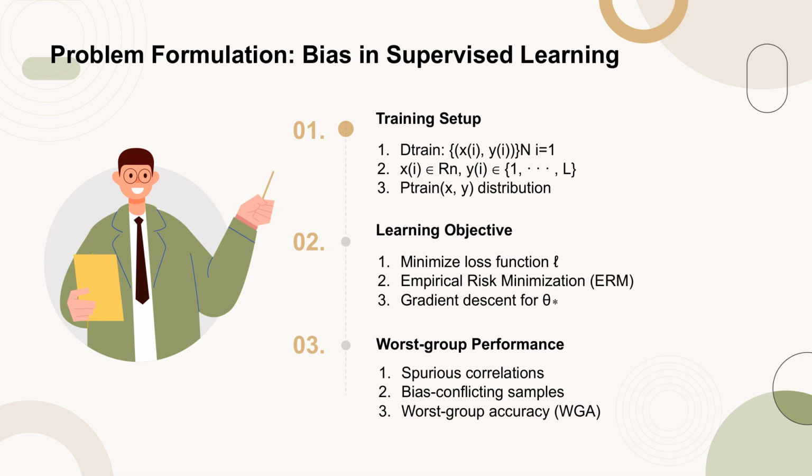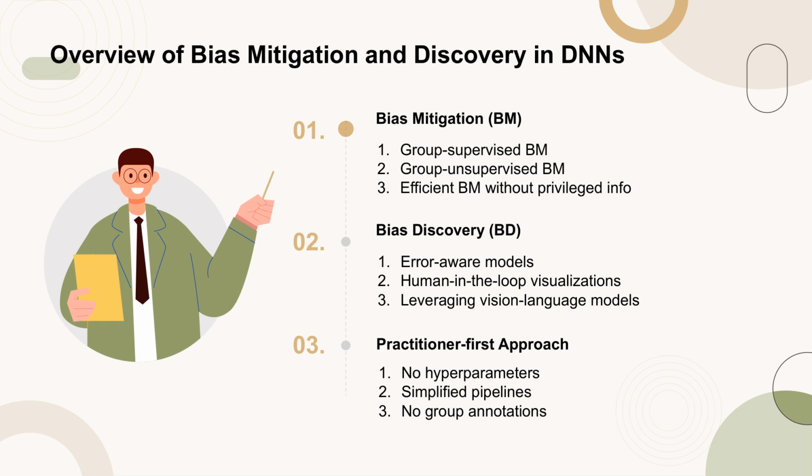In the context of bias mitigation in deep neural networks, DNNs, research has primarily focused on two main approaches: bias mitigation, BM, and bias discovery, BD. BM methods can be either group supervised, where subgroup labels are available, or group unsupervised, where they are not. Group-supervised BM techniques include distributionally robust optimization, DRO, and reweighting or rebalancing samples. Group-unsupervised BM methods aim to discover pseudogroup labels or use loss functions that incentivize group robustness. On the other hand, BD methods analyze biases in datasets through error-aware models or human-in-the-loop visualizations. Our approach stands out by adopting a practitioner-first strategy, eliminating the need for hyperparameters, complex pipelines, and group annotations, making it more practical for real-world applications.